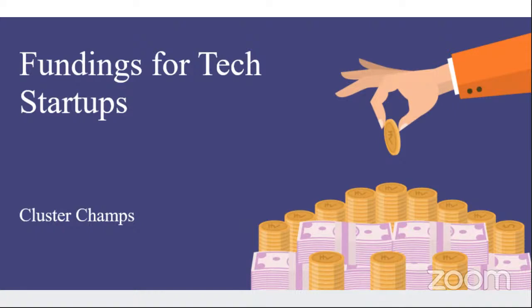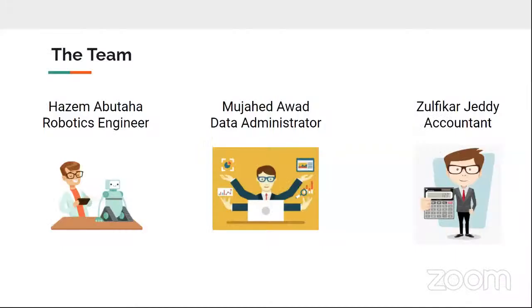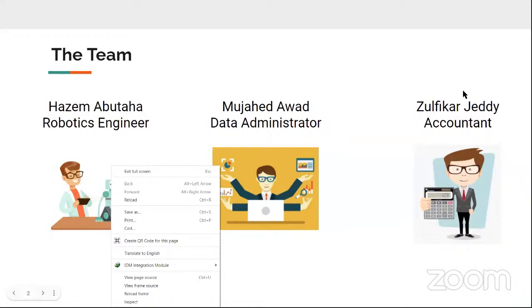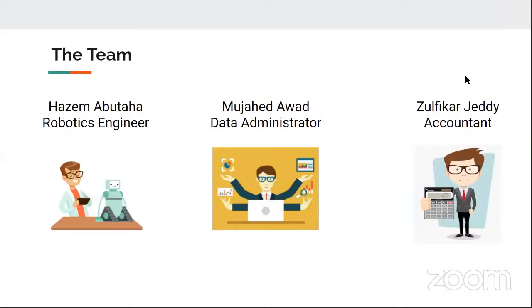Our project is for tech funding startups. The machine learning model is helping to predict the startups' ability to get funding based on the verticals and region. And this is our team, which consists of Hazem, affectionately known as Hamza by Danny, and Mujahid, a pure math lover.